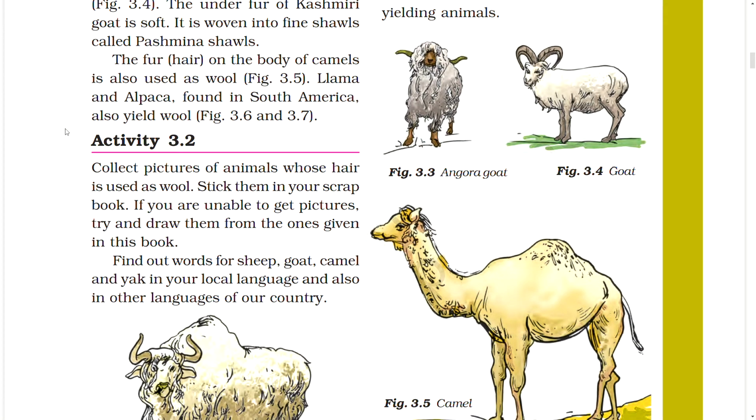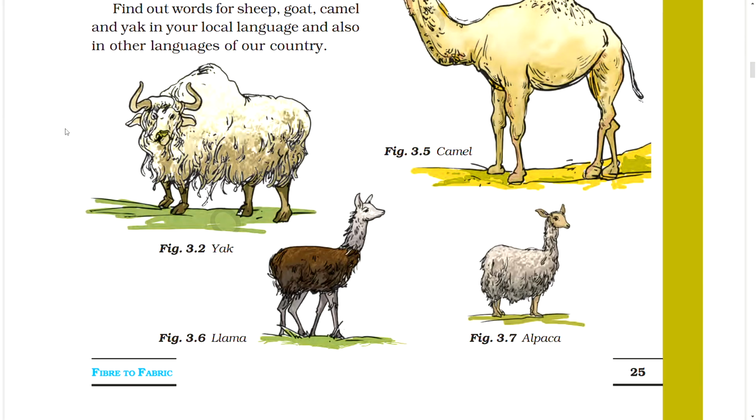Activity 3.2. Do this. Collect pictures of animals whose hair is used as wool. Stick them in your scrapbook. If you are unable to get pictures, try and draw them from the ones given in this book. Find out words for sheep, goat, camel, and yak in your local language and also in other languages of our country. Yak, llama.